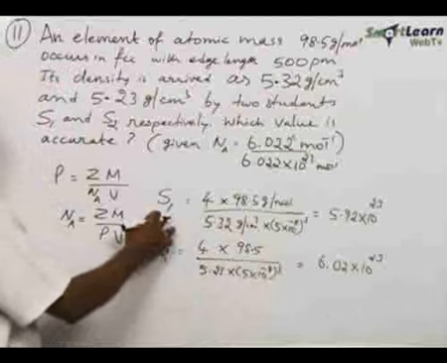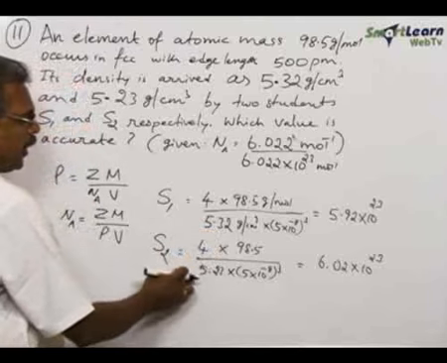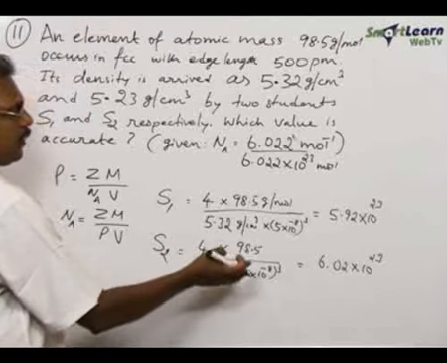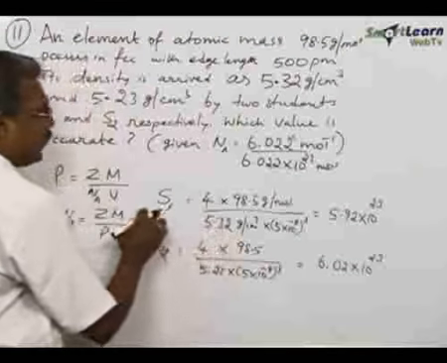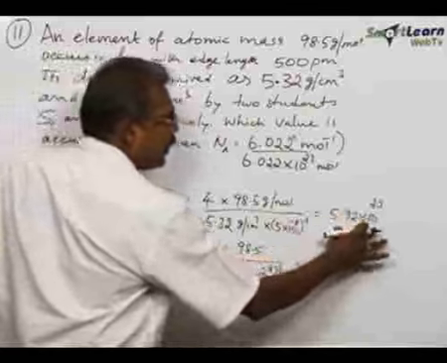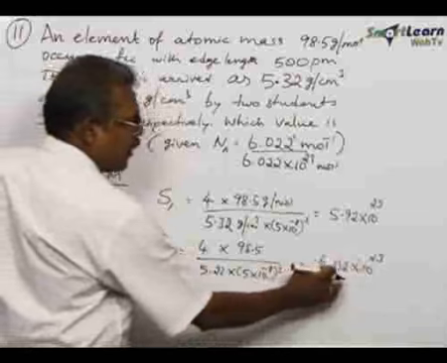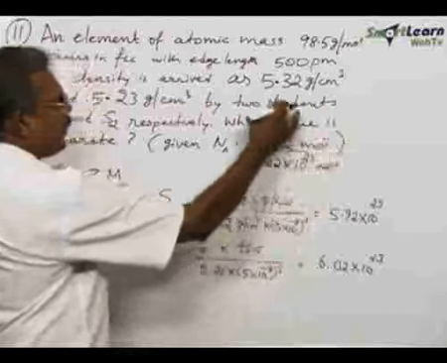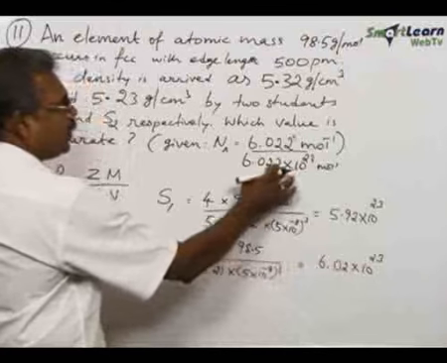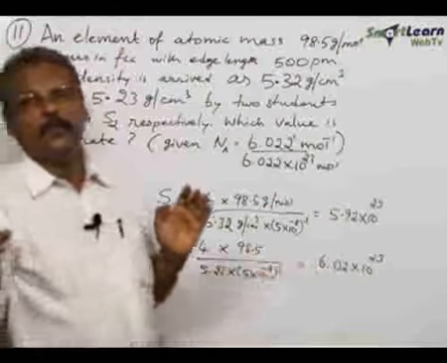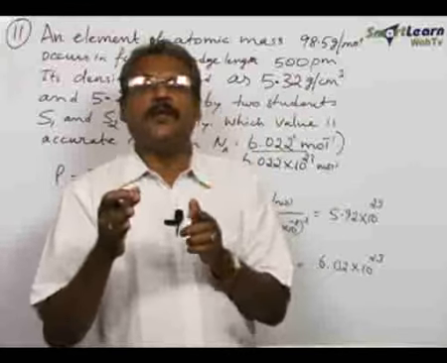So student 1 calculated the density as 5.32 and student 2 as 5.23. If you calculate the Avogadro constant based upon their values, as per the first student's calculation the Avogadro constant comes to 5.92 into 10 power 23 per mole, and for the second student 6.02 into 10 power 23. And here you see 6.022 into 10 power 23. So this answer is very near to this. Therefore, the calculation by student 2 is correct, and his value only we have to accept.